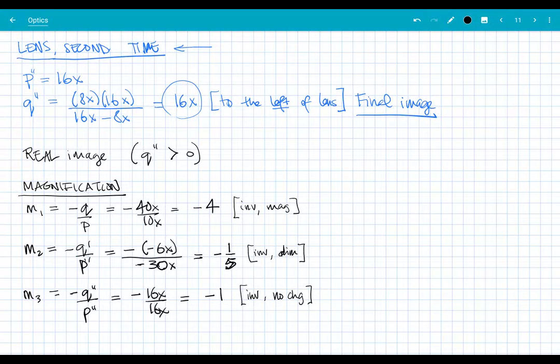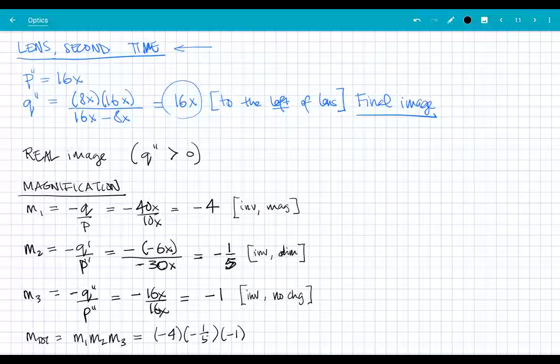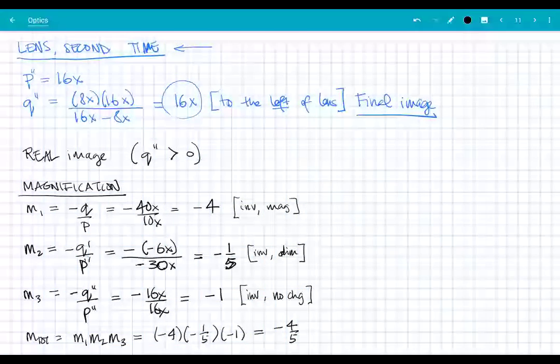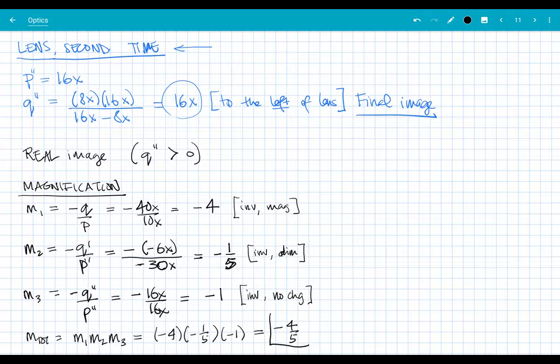So my final magnification, which we can call the total magnification, is the product of your individual magnifications. I'm going to let you think about why it is the product. That's something worth spending a little time on to try to get a conceptual feeling for that. So the product here is going to be negative 4 times negative 1/5 times negative 1. That gives me negative 4/5 for my final image. This is my overall magnification. This is what my final image will look like.